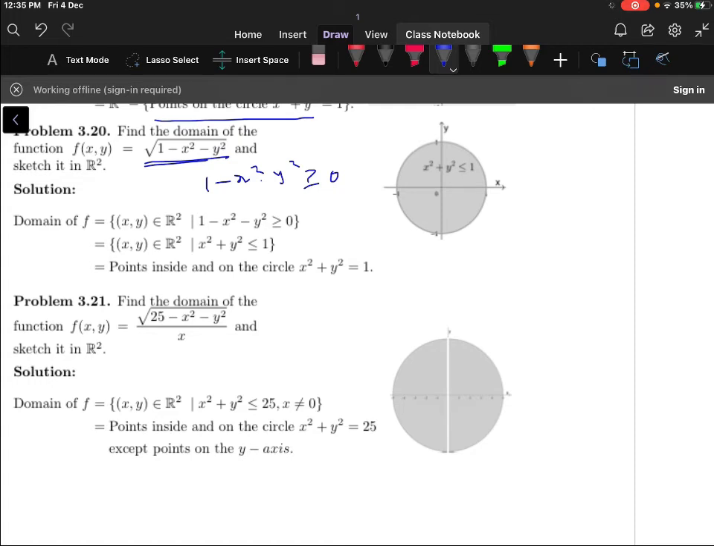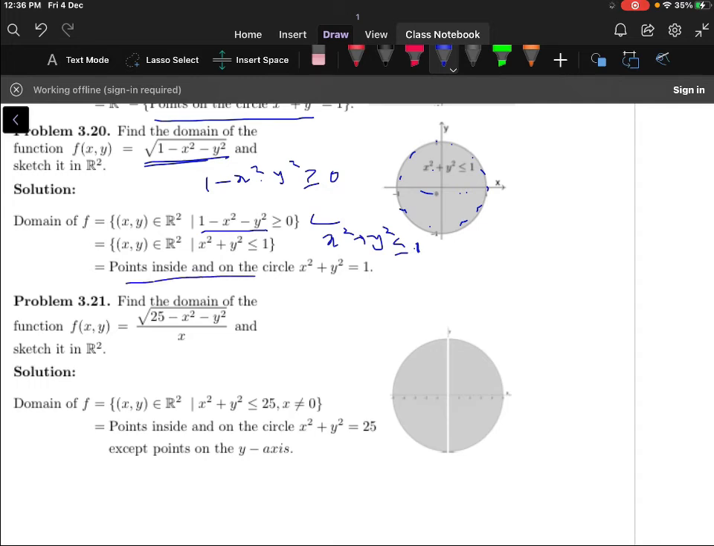So the domain of f is the set of R2 elements such that 1 minus x squared minus y squared is greater than or equal to 0. This implies x squared plus y squared is less than or equal to 1. It means it is a closed disk, so you take the elements inside the circle as well as on the circle. At these points the function is defined, and the domain of the function is the closed disk with center origin and radius 1.